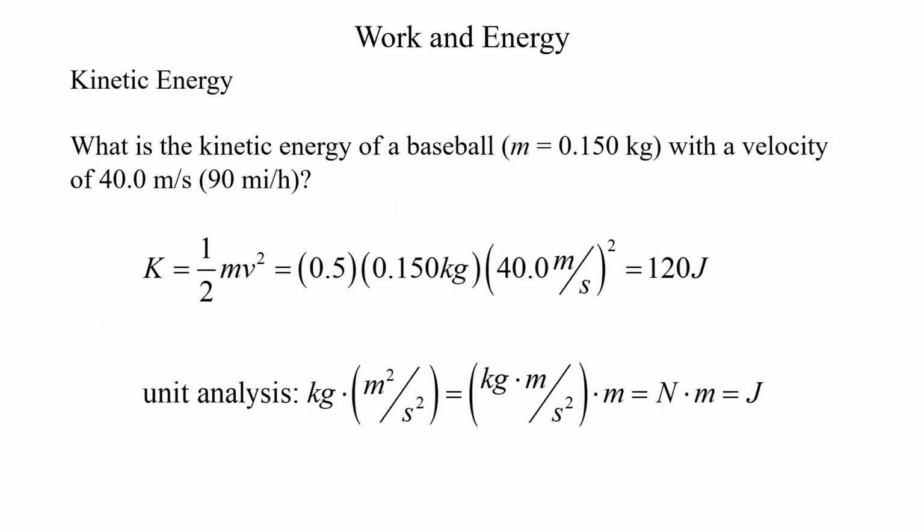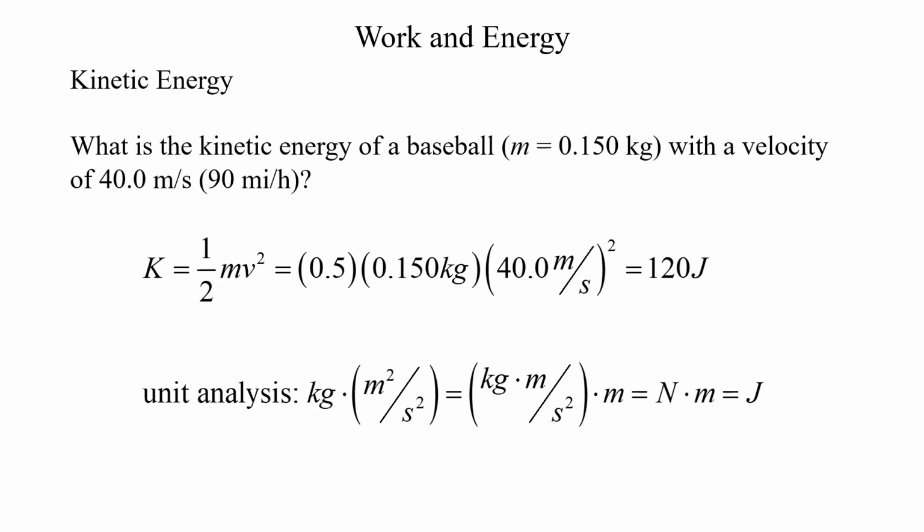So what is the kinetic energy of a baseball, which has a mass of about 0.15 kilograms, with a velocity of 40 meters per second, which is about 90 miles per hour? So the kinetic energy, we write 1/2 mv squared. So the 1/2 we can write as 0.5. Then we have the mass, 0.15 kilograms, times the speed, 40 meters per second, squared, and I get 120 joules. So that would be the kinetic energy of my 90-mile-an-hour fastball.